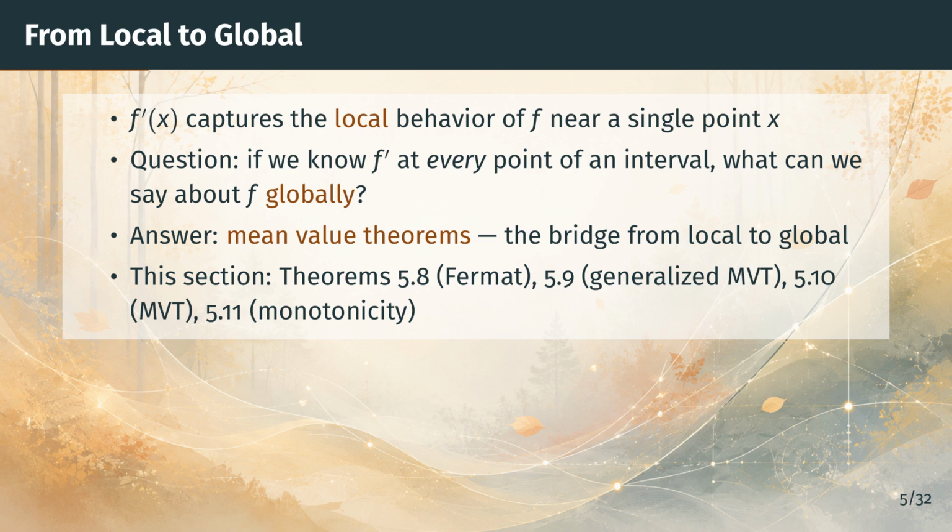As you can see on the slide, we will prove 4 results. Theorem 5.8, often called Fermat's theorem, says the derivative vanishes at an interior extremum. Theorem 5.9 is the generalized mean value theorem for a pair of functions. Theorem 5.10 is the classical mean value theorem, and Theorem 5.11 uses it to link the sign of the derivative to monotonicity. Let's begin with local extrema.